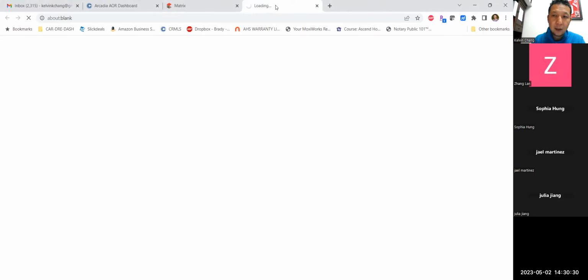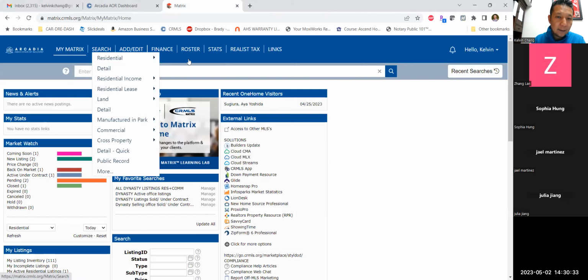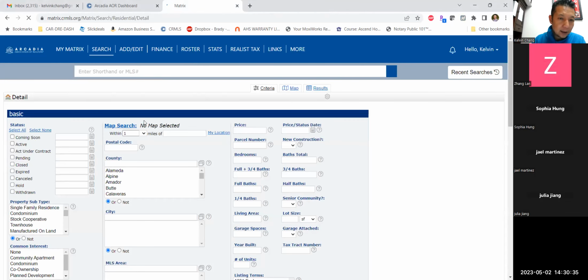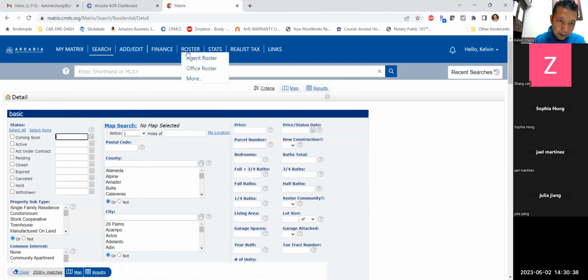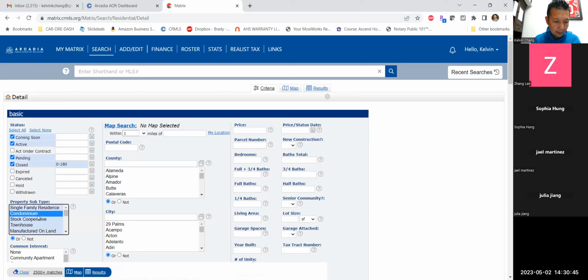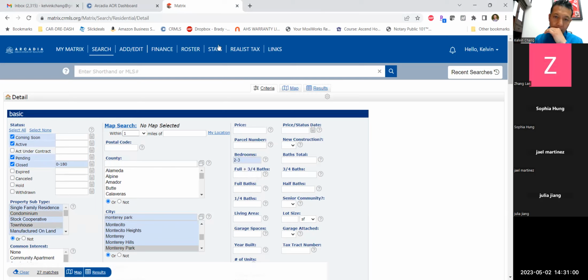Okay. I'm trying to pull up Cloud CMA, but it seems to be slow right now. So let's take a look at what I was doing a comparison for. And this was a property in the city of Monterey Park. And I was dealing with a 2-bedroom. And I'm going to pull up Realist Tax too.